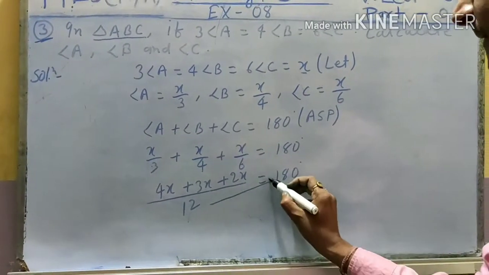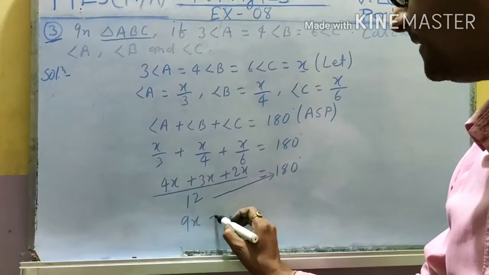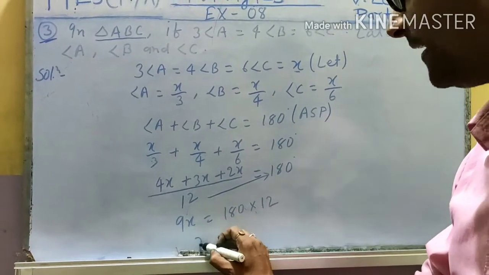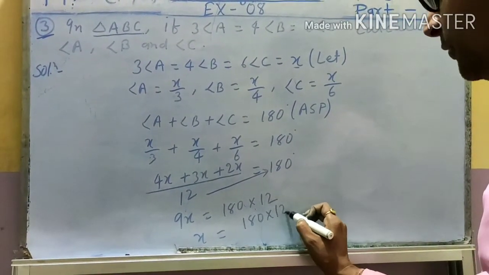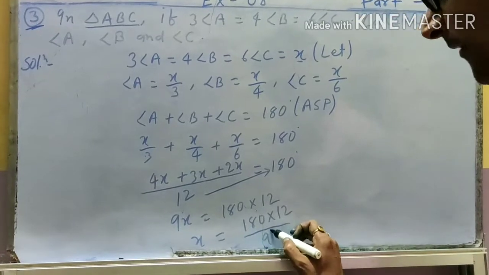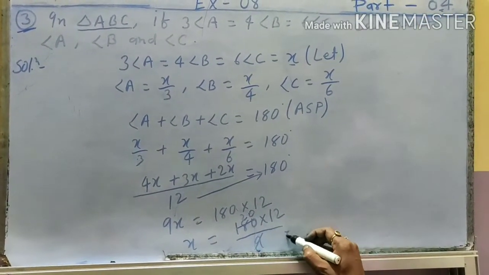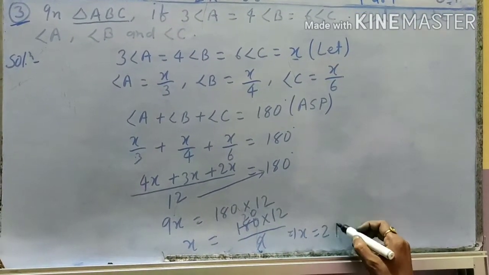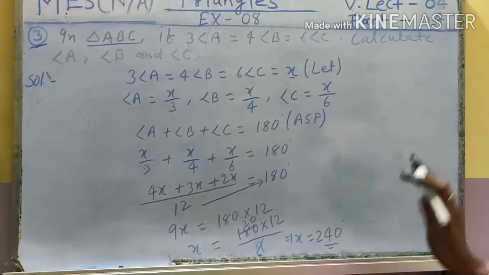Cross multiplication here, multiply, 9x is equal to 180 into 12. So finally we can write here x is equal to 180 into 12 divided by 9. So 9 2s are 18, here the value is 20 degrees. So x is equal to 20 into 12, 240. So the value of x is 240 degrees.